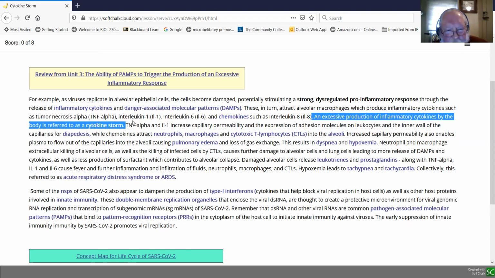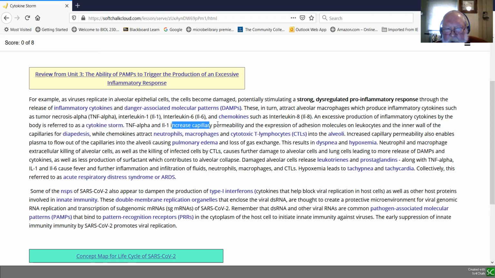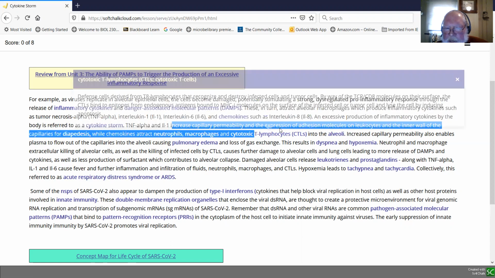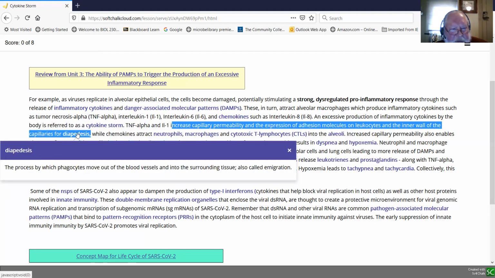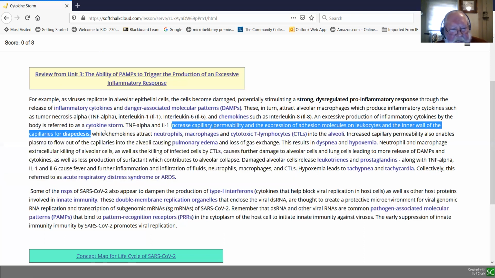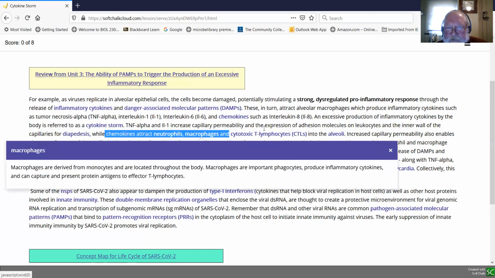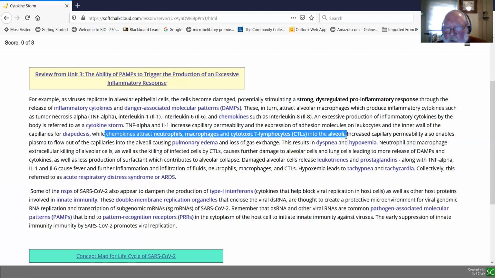So some of the inflammatory cytokines like TNF-alpha and interleukin-1 increase capillary permeability and expression of adhesion molecules on leukocytes and on the inner wall of capillaries, so diapedesis occurs. And remember, diapedesis is where defense cells like phagocytes leave the blood vessels and enter the tissue to go to the infection site, and chemokines then attract those defense cells into the alveoli.